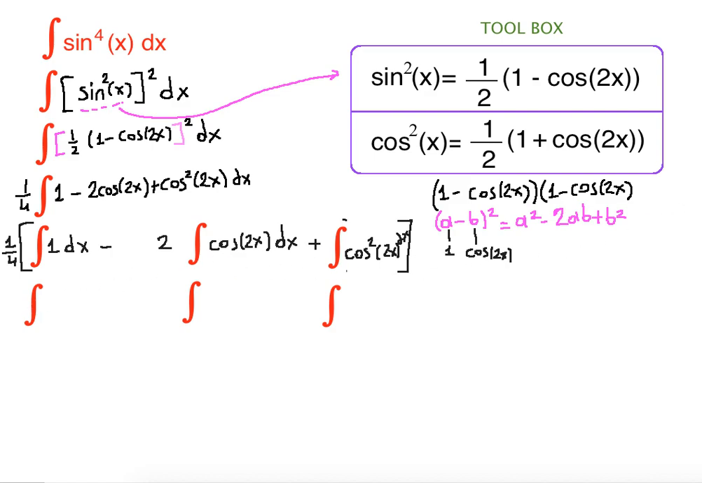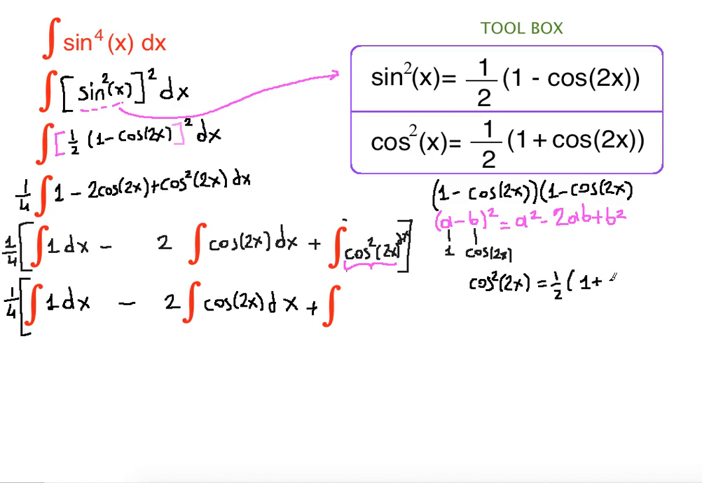Now we're going to apply half angle identity again for cosine squared of 2x here. Let's rewrite everything. 1/4 times 1 dx minus 2 times cosine of 2x dx plus, instead of cosine squared of 2x, we're going to write 1/2 times 1 plus cosine of 4x, because we are doubling this angle here. Like we are doubling x and it became 2x. So we're doubling 2x and it becomes 4x. So we're going to rewrite 1/2 times 1 plus cosine of 4x. And we can pull the constant 1/2 to the front. 1 plus cosine of 4x dx.